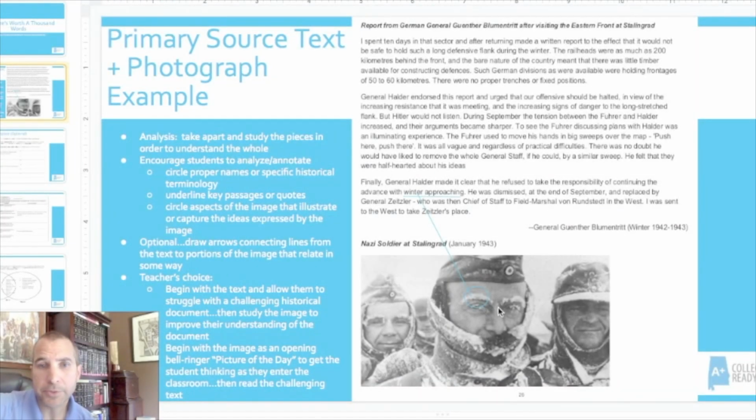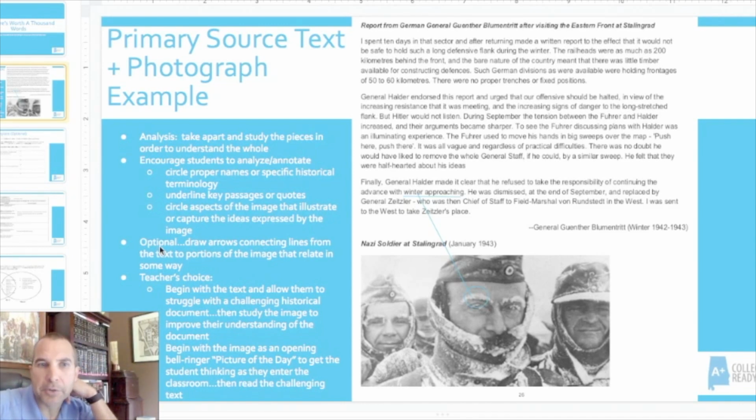And the same thing with the visual source, the photograph in this particular instance. You want them to maybe circle aspects of the image that will illustrate or capture the overall idea that's expressed by the image. It's a good idea, especially if you're teaching this for the first time, to use images such as political cartoons, because political cartoons, obviously, they've got a lot going on in the foreground and the background. So several aspects or several parts of that image really work to building an understanding of the whole.